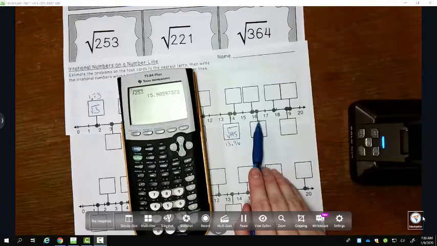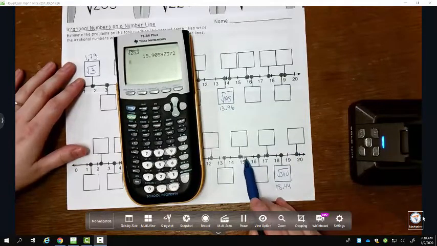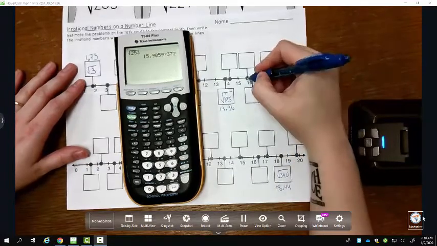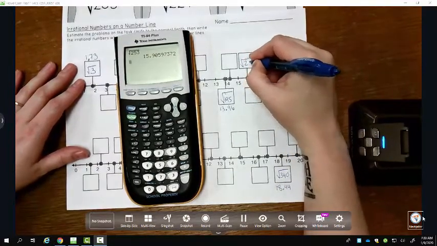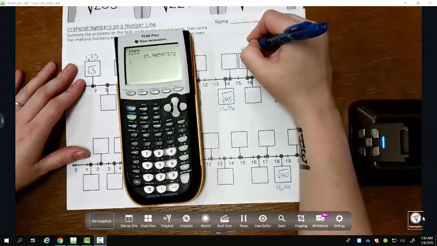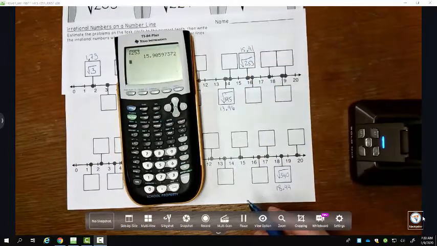So here's 15 and 16. There's your dot. And that one's pretty close to 16. Let's check the other line. 15 to 16 doesn't have a dot. So it's got to be this one up here. Square root inside, decimal outside.